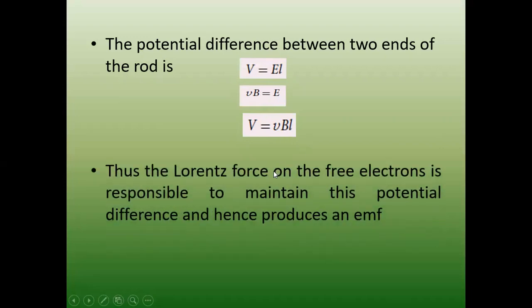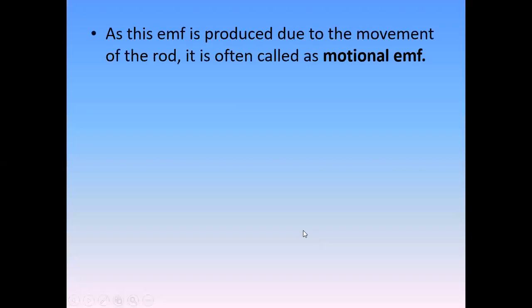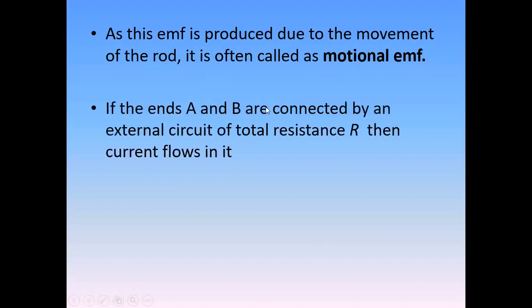Now, this is nothing but the Lorentz force. The Lorentz force on the free electrons is responsible for maintaining the potential in the rod, and therefore it induces an EMF. So this potential is giving the EMF. The EMF can be written as BLv. This EMF is produced due to the movement of the rod, because it has the velocity v. Since the rod is moving, the EMF is produced. That is called the motional EMF.